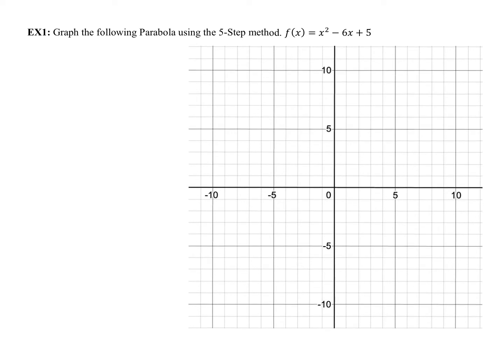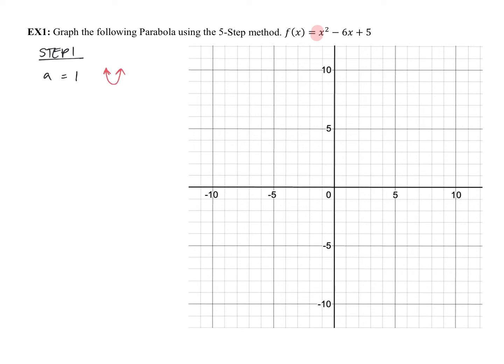So example 1, graph the following parabola using the 5-step method. Alright, so what's the first step? Step 1. List our ABCs. Well, the a value is near the x squared. We don't see anything, but we can assume it's a positive 1. So a is positive 1, and is that positive or negative? Well, it's positive, so my parabola is opening upwards.